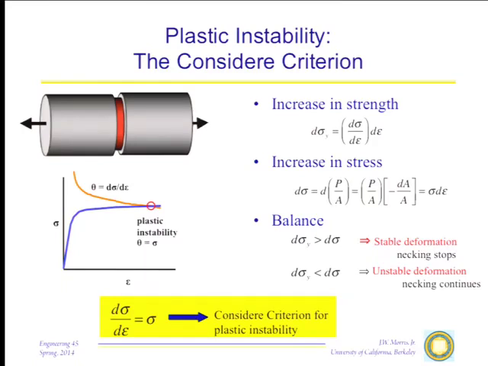If the increase in strength is greater than the increase in stress, this little area stops deforming. We have stable plastic deformation. If, on the other hand, the increase in strength is less than the increase in stress, we go unstable. So the transition to unstable plastic deformation is hit when these two terms are equal. That is when d sigma d epsilon is equal to sigma. This is called the Considere criterion.